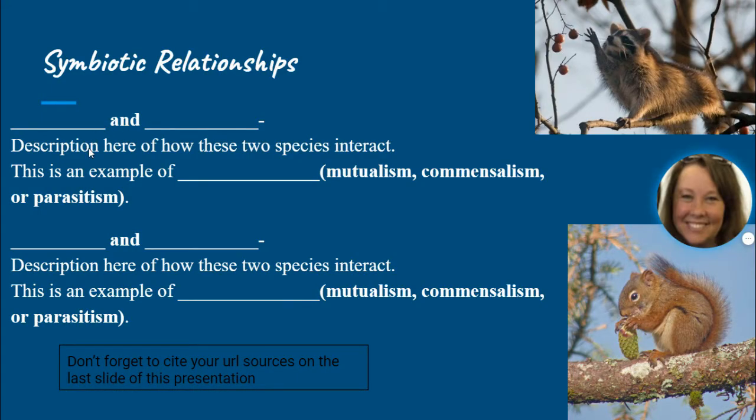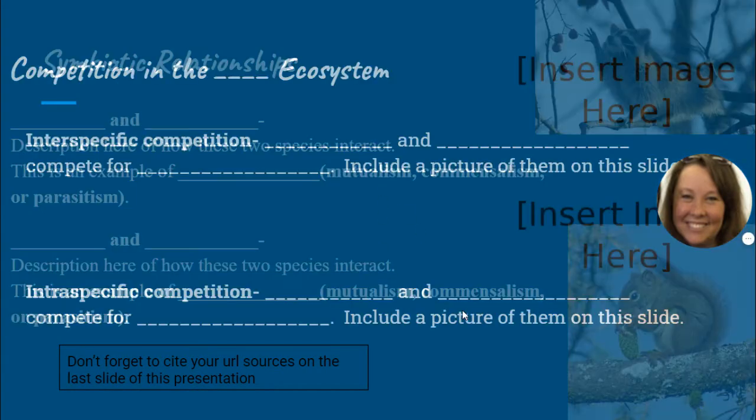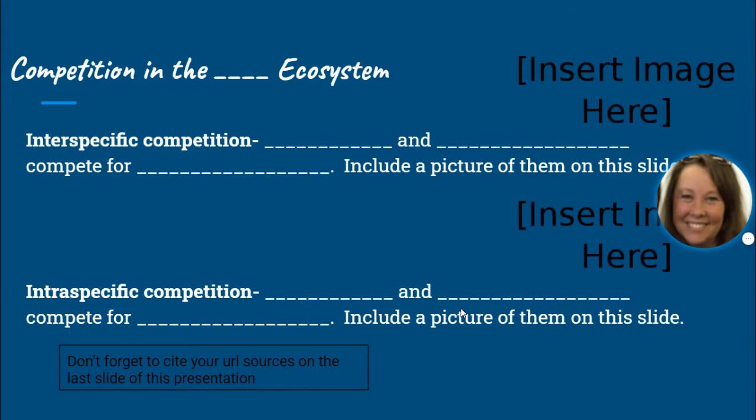And they're not all in every ecosystem. And so you want to list these two, a description of how they interact, and then tell me what kind of symbiosis it is. So do that twice and do pictures for each. You can pick 2 mutualisms or 2 commensalisms or 2 parasitisms, but I prefer you do one of one and then one of a different one. Don't forget to cite your sources.